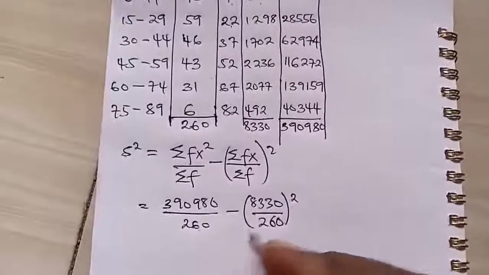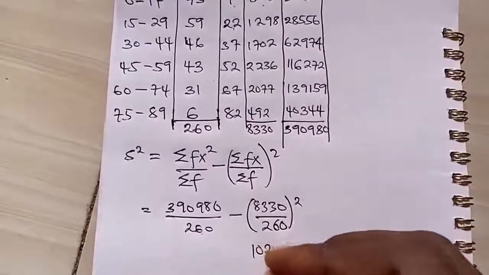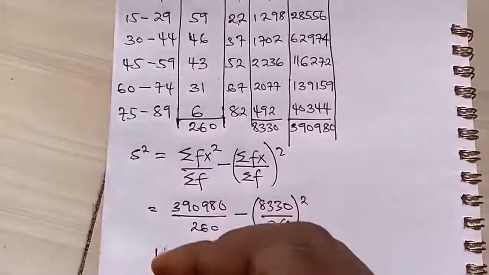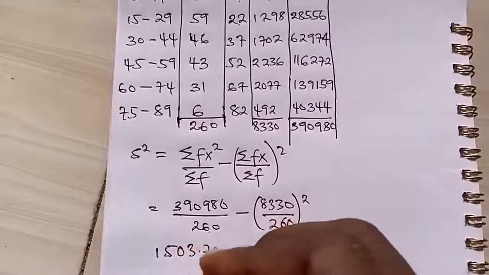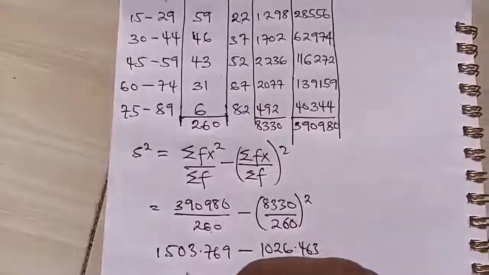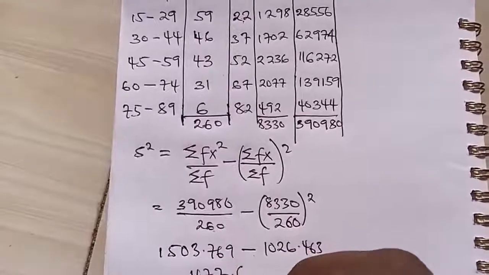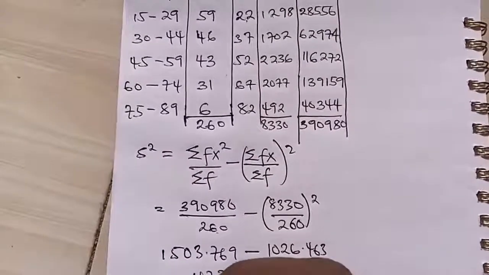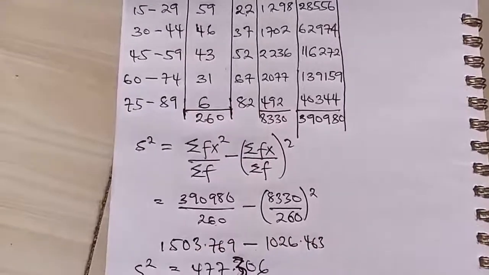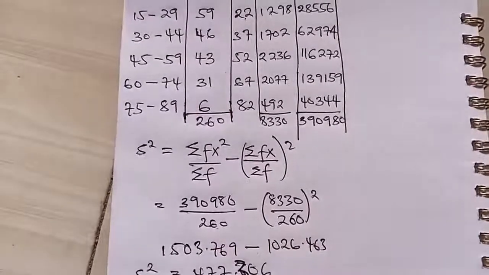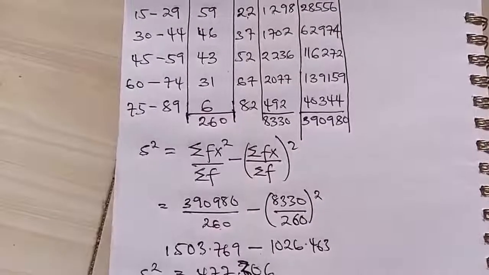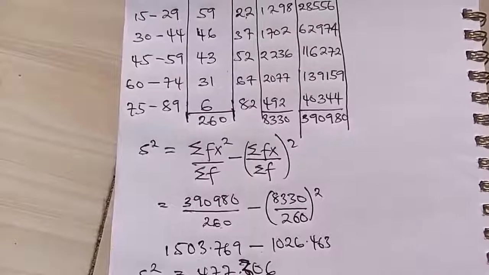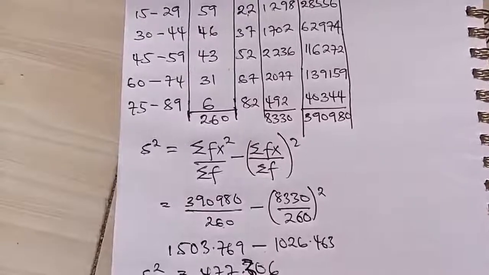And if we evaluate that, on this side we're going to get 1026.463. On this other side we're going to get 1503.769. So if we evaluate that, we're going to get 477.306 to 3 decimal places, which is our variance. If we look out for the standard deviation, it becomes the square root of 477.306, which will give us 21.847. So that's the standard deviation, and that's the variance.